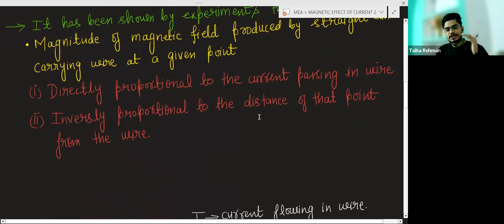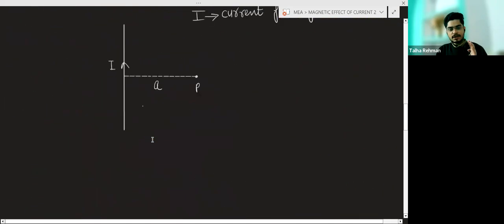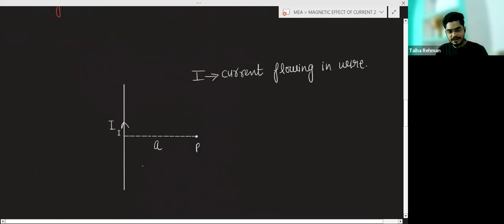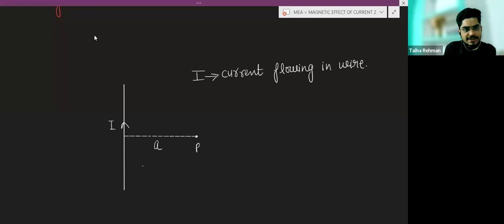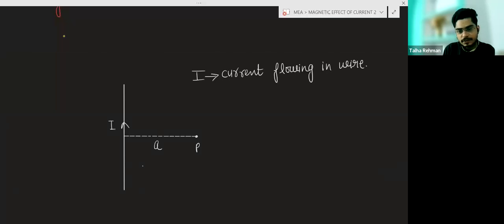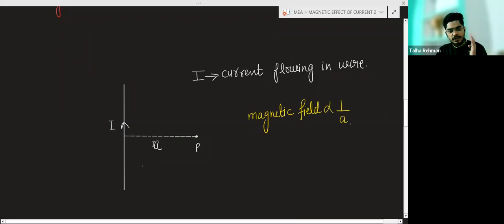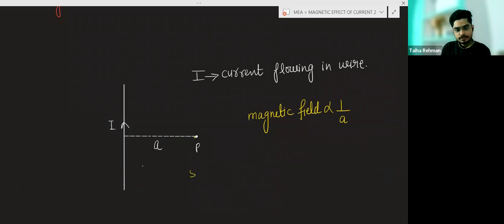It is inversely proportional to the distance of a point from the wire. For example, this is the current carrying wire, the current is going in the upward direction, and this is a point P at a distance a. The magnetic field is inversely proportional to this distance. Suppose at point P the magnetic field is 5 Tesla.